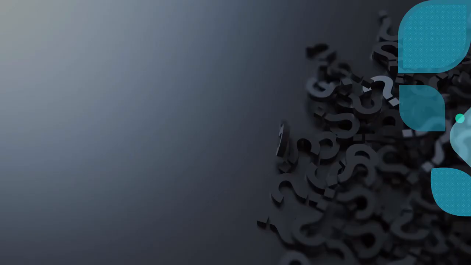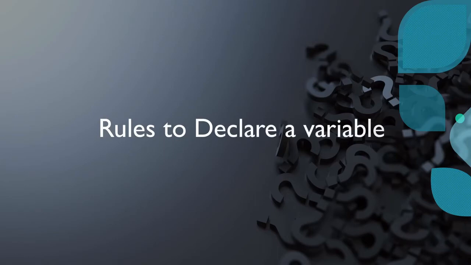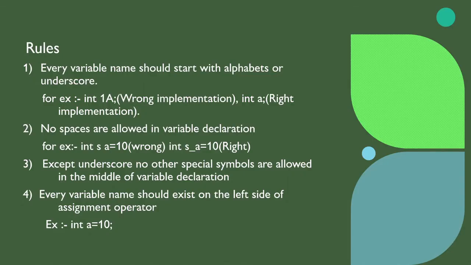Now let's see the rules to declare a variable. First, every variable name should start with an alphabet or underscore. Here you can see 1a is an invalid variable name because it starts with a number, whereas integer a is the right implementation because it starts with an alphabet. No spaces are allowed in a variable declaration. Here you can see s space a equal to 10. This is a wrong implementation, whereas s underscore a equal to 10 is the right implementation.